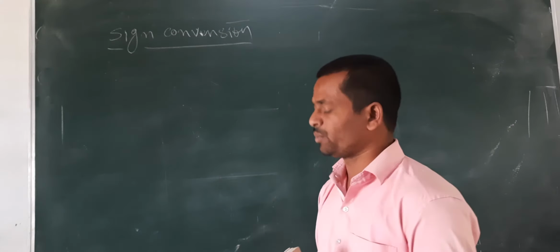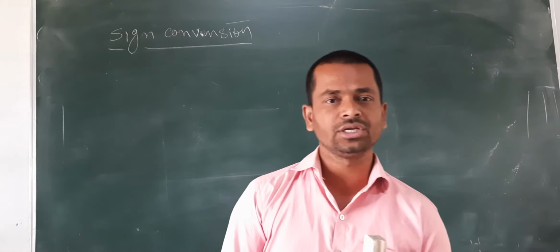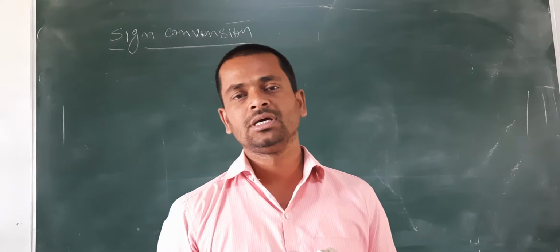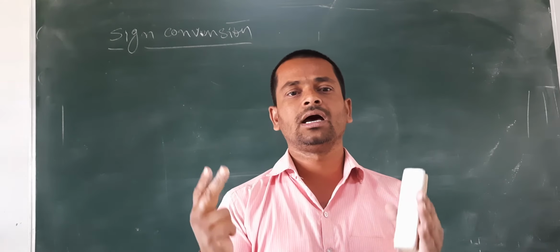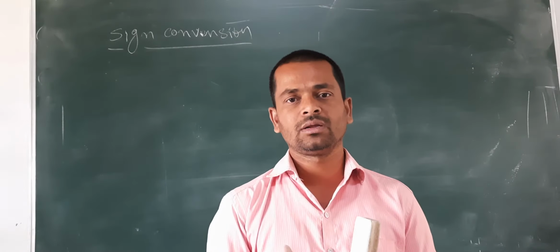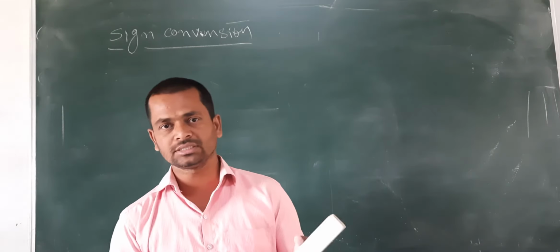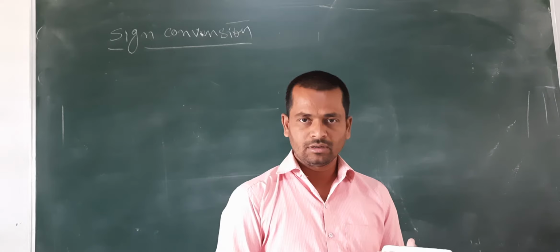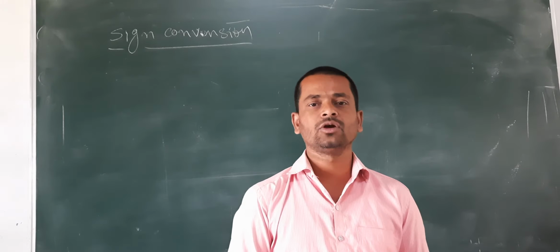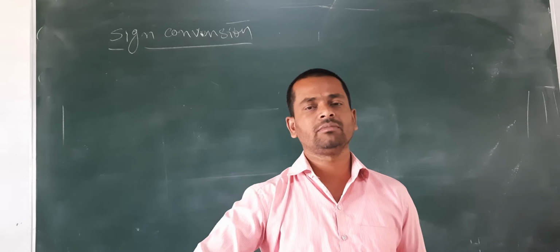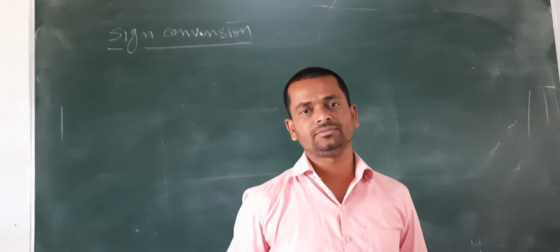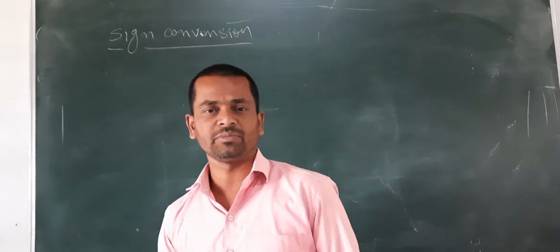Sign convention means when a sign is negative and when it is positive. It is used in optics only. It is related to light and the devices used with light, such as convex mirror, concave mirror, convex lens, and concave lens. For all of them, I am going to explain common rules. There are three major rules.